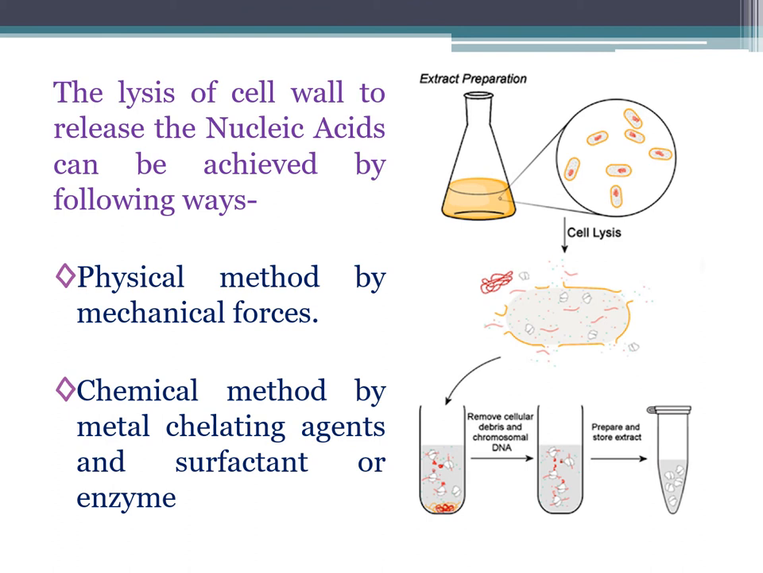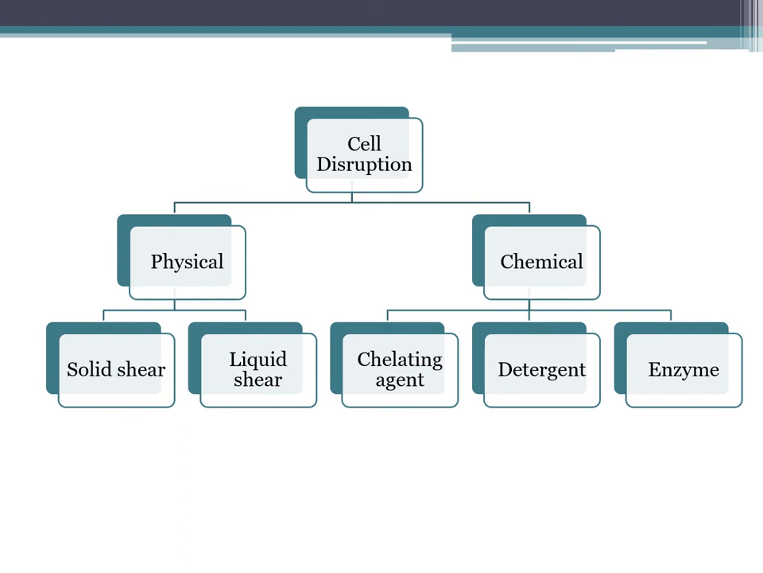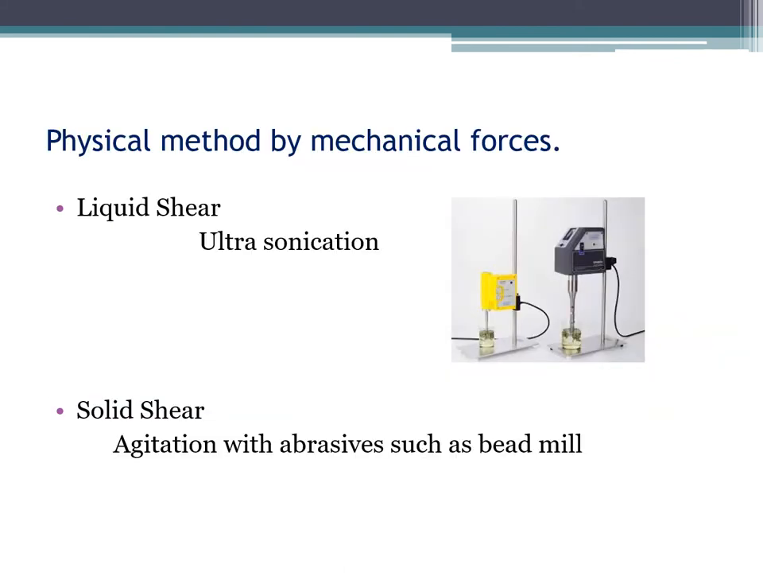It could be by physical method using mechanical forces, or it could be chemical method by using metal chelating agents, surfactants or enzymes. Cell extract preparation requires cell destruction. Cell destruction can be brought about by two methods: physical method and chemical method. Let's discuss physical method. In physical method, mechanical forces are used for cell destruction. This includes liquid shearing method and solid shearing method.